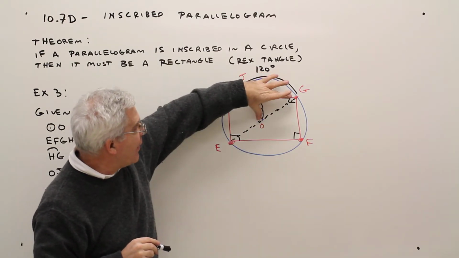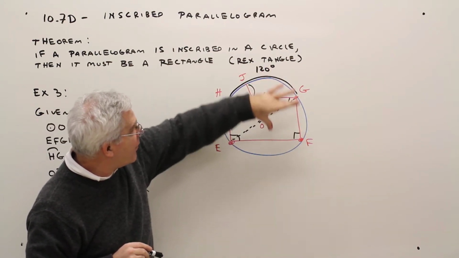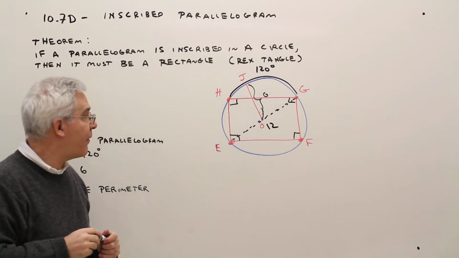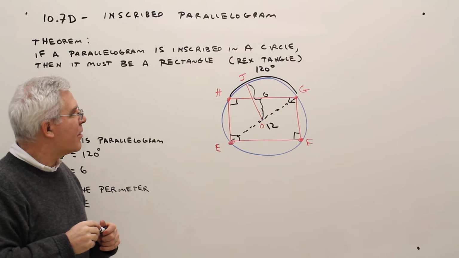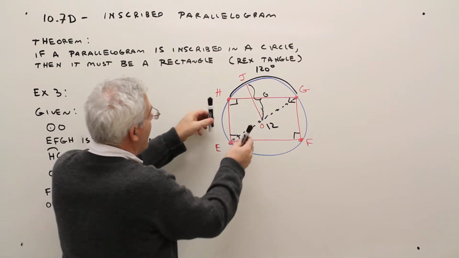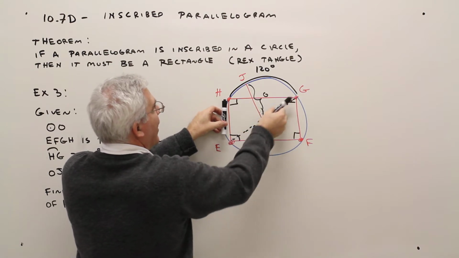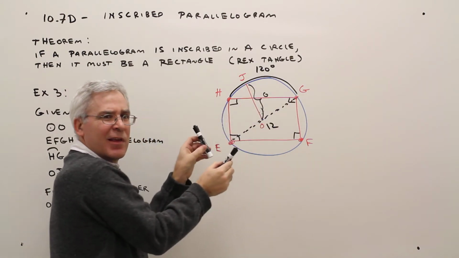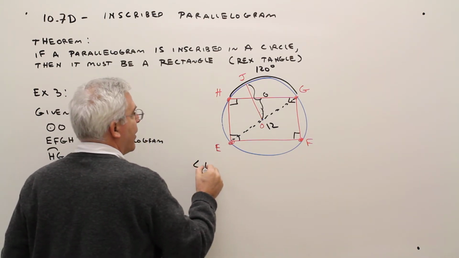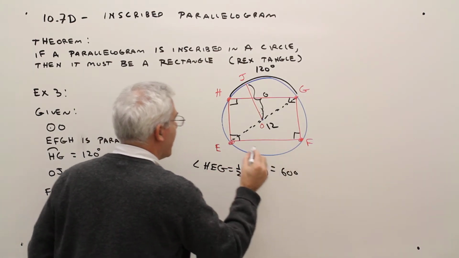The diagonal of that rectangle is really going to be the diameter of the circle. If the radius was 6, 6 and 6 make 12 for that whole length of the diagonal. Angle HEG is an inscribed angle, and the intercepted arc is 120 degrees. The inscribed angle is half the intercepted arc, so angle HEG equals 1/2 of 120, which is 60 degrees.